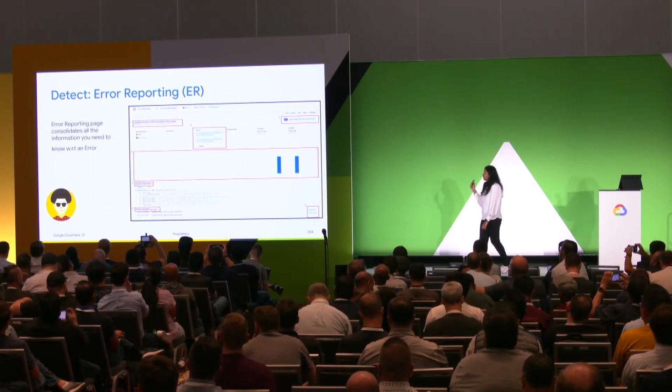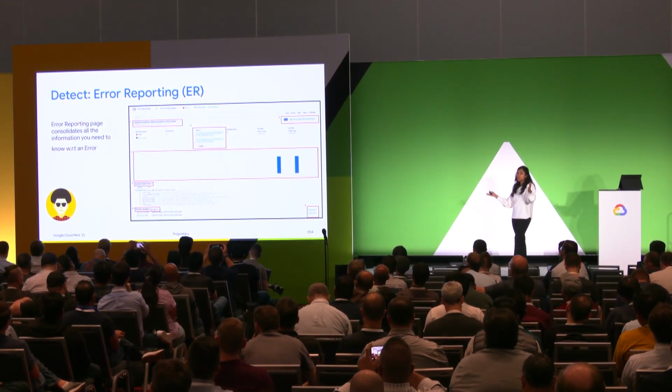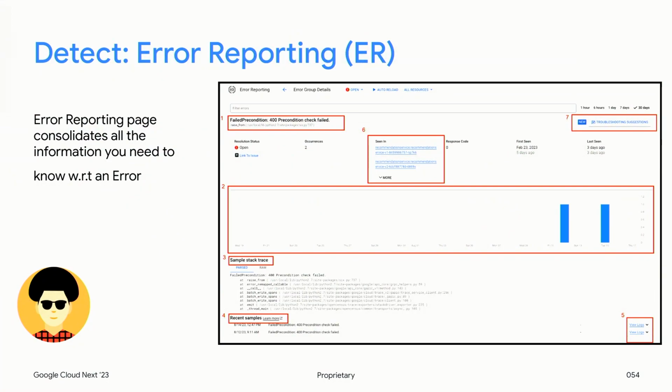Next, when you click on that notification in your Slack channel, you go to the error reporting page. What I love about this is that it consolidates everything, giving you that single pane of glass for everything you need to know with respect to one error. Here you can see the description of the service, a clear description of the error, a histogram, and it also tells you the root cause, showing where it found the trace and the logs. From here, you can go into logs too.